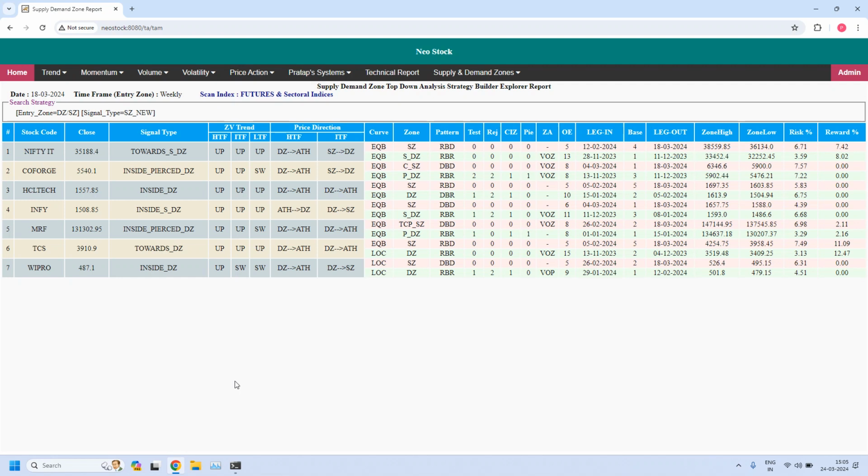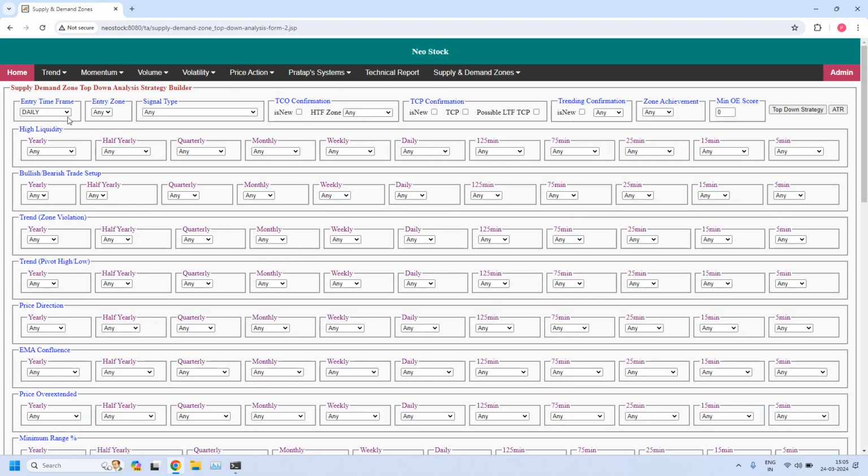Now I will do one thing. Let me add a new report, it might be helpful to you. Let us find the stocks having EMA Confluence, because sometimes you might need the stocks having EMA Confluence. So let me set the time frame to weekly, and EMA Confluence with demand zone or supply zone.